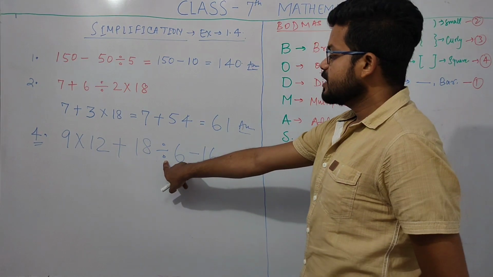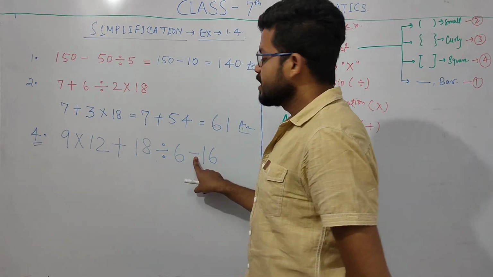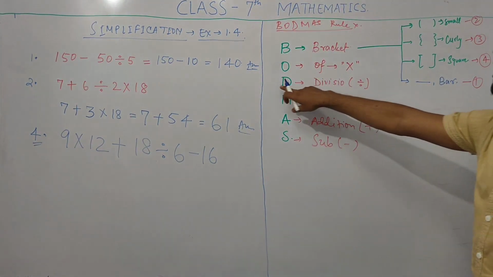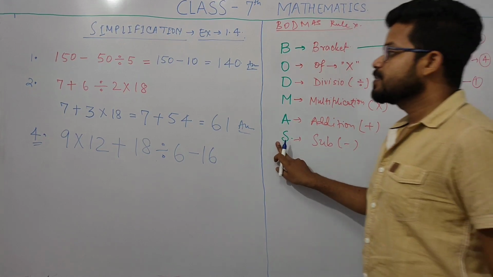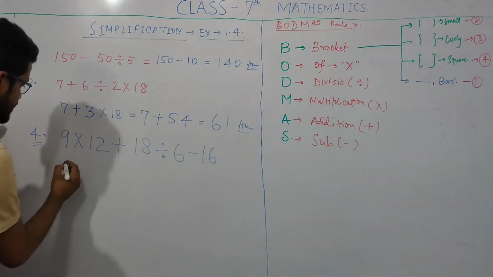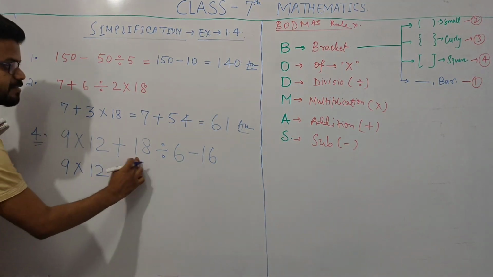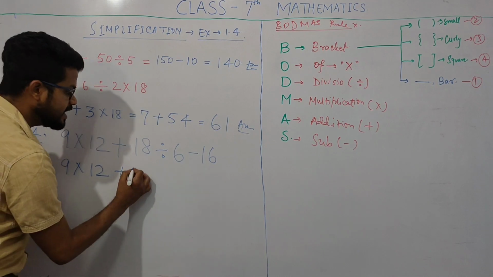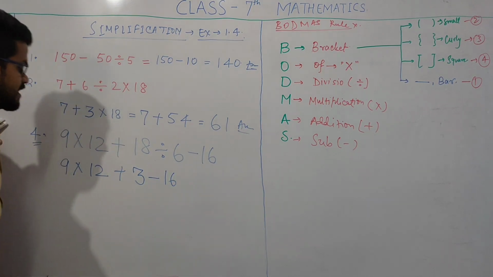So here there is a division sign, multiplication sign, plus sign, and minus sign. So how do I solve this? I give first priority to division, then multiplication, then addition, then subtraction. So firstly I solve division, so 18 divided by 6, 6 3s are 18, so I write here 3 minus 16.